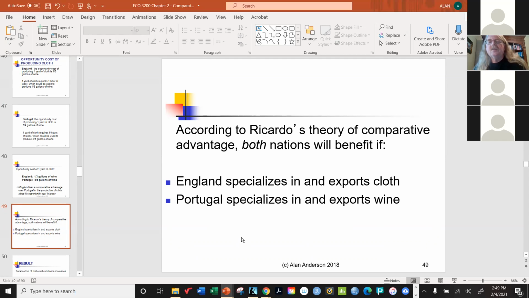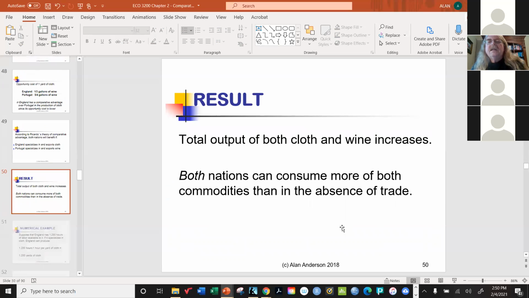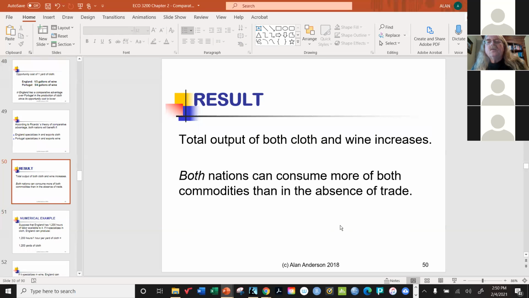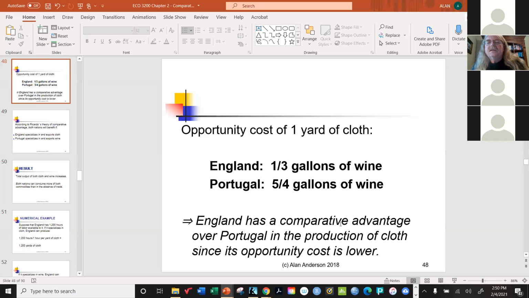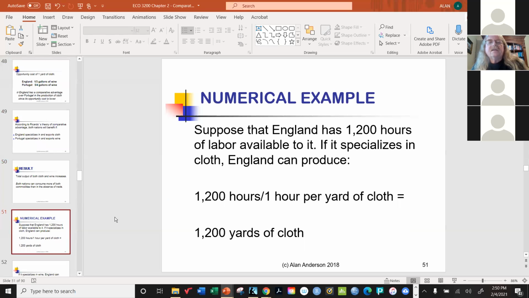And of course, this means they should completely specialize in those two goods and then trade the surplus with each other for the product that they want. In other words, England would like to have some wine, so they'll sell their surplus cloth to Portugal for wine. Portugal would like to have some cloth, so they're going to sell their surplus wine to England in exchange for some English cloth. Now, we don't know exactly what ratio they'll trade at. But they did mention this in the video. This ratio is known as the terms of trade.